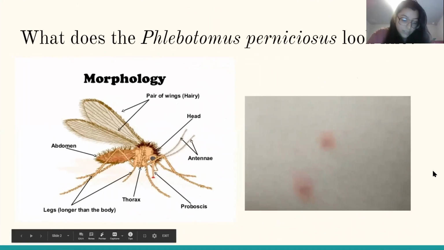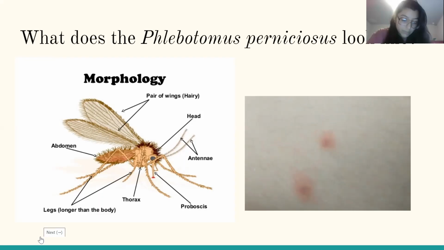As you see, the wings on the fly are very hairy. It looks kind of like a mosquito in the body shape sense. Its legs are longer than the body, and their small body helps them escape notice. And their bite is not always felt, but leaves a small, round, reddish bump that starts itching hours or days later. Now we will talk about vector ecology.